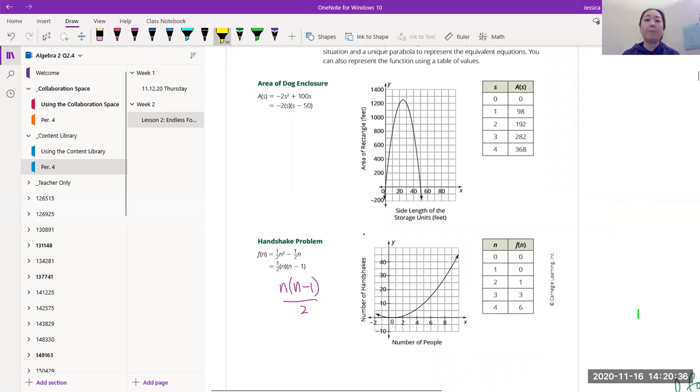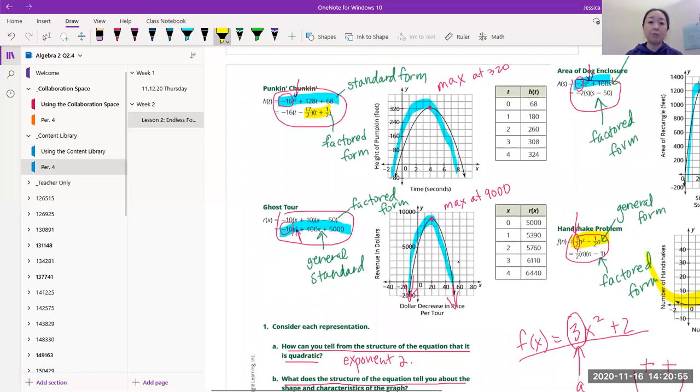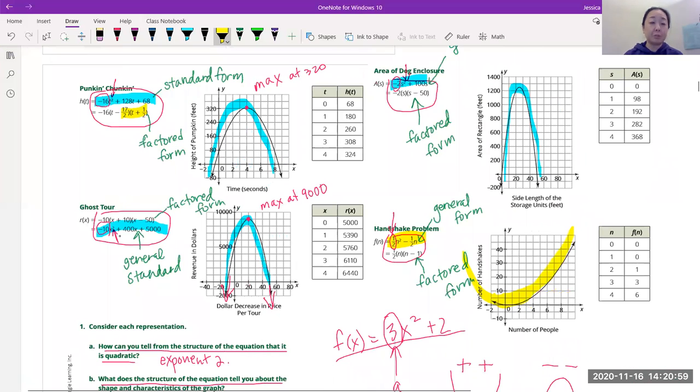We've done these problems before in our previous lesson, the area of the dog enclosure. Remember, we had the dog enclosure with the storage on the right and the left, and then we did the handshake problem. Remember, where we're shaking hands with every single other person in that meeting? Well, that was the CIA people, right? And so it looked something like that. We were also going to do, but we did not get to, the pumpkin chunkin one and the ghost tour. But these are the equations that are already given to us, and plus it's graphed already for us.